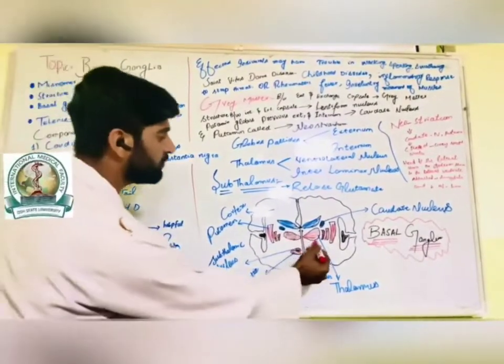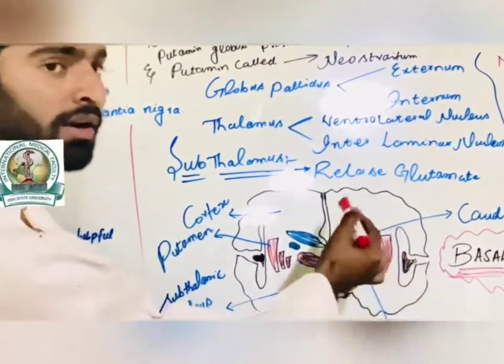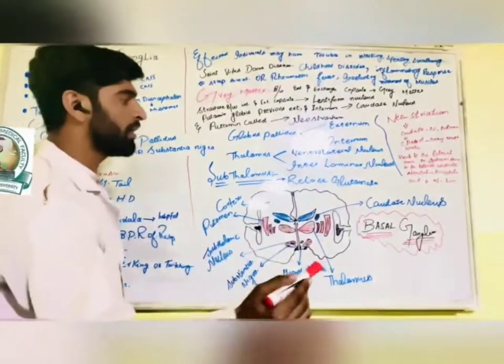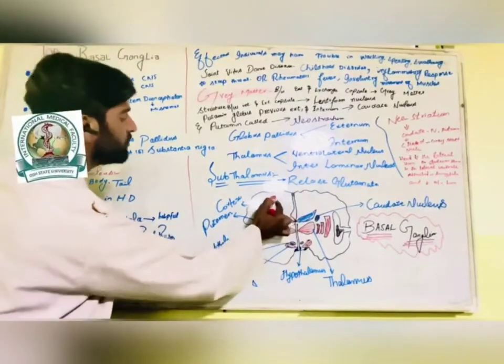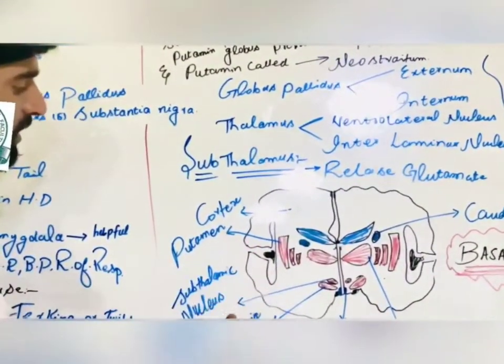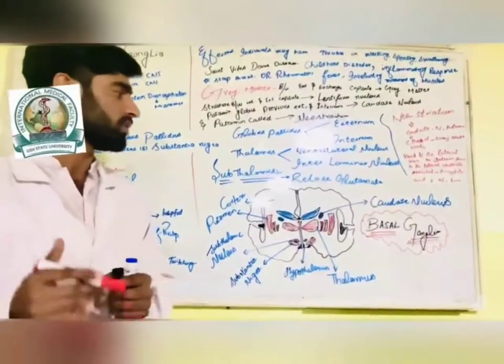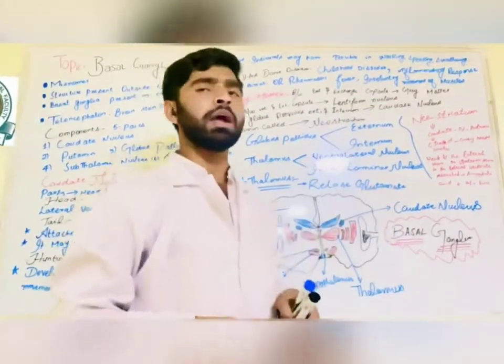In the basal ganglia diagram, this part is the thalamus, and this part is the caudate nucleus. I already explained it. Putamen and globus pallidus externum and internum. And this part is the cortex, and these layers are also called putamen. Then the 2 layers are called substantia nigra and subthalamic nucleus. Then neostriatum. Neostriatum is made of the caudate nucleus and putamen.